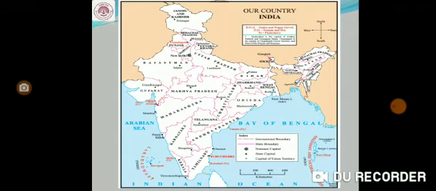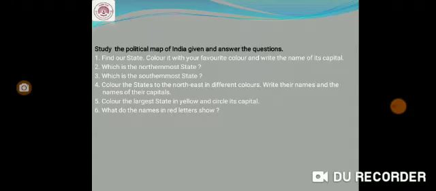Now, just below the map on page number 47 of your textbooks, there are a few questions that you have to answer. And it is sort of an activity. So let us take a look at the first question which is given. The first question states, find our state. Color it with your favorite color and write the name of its capital.